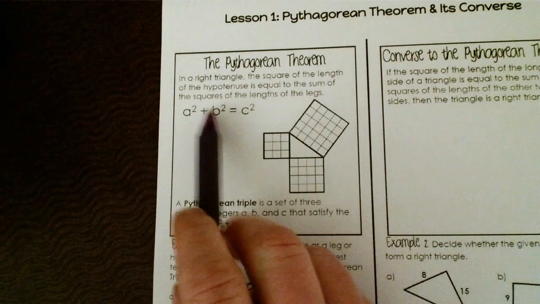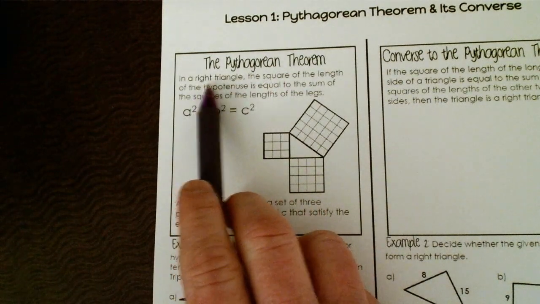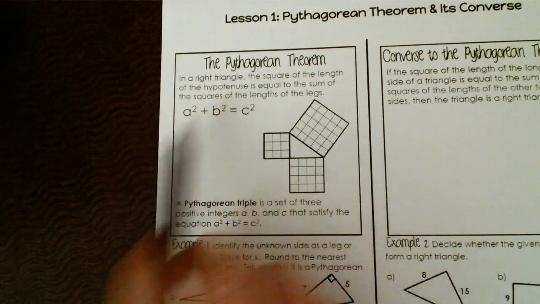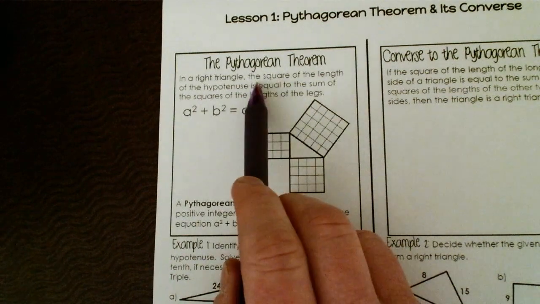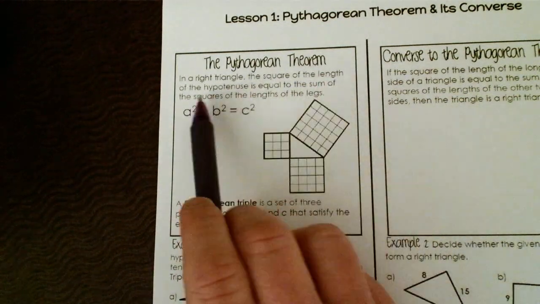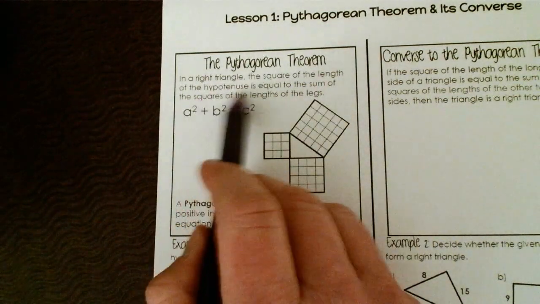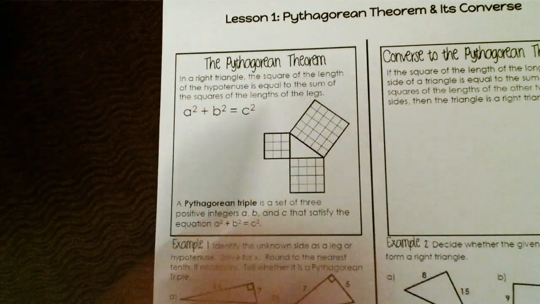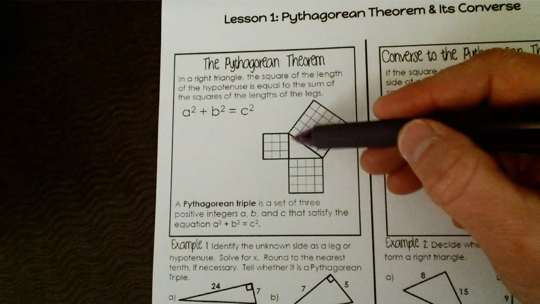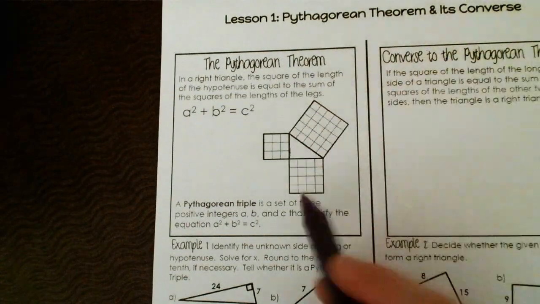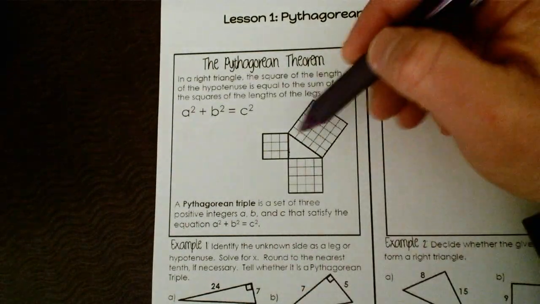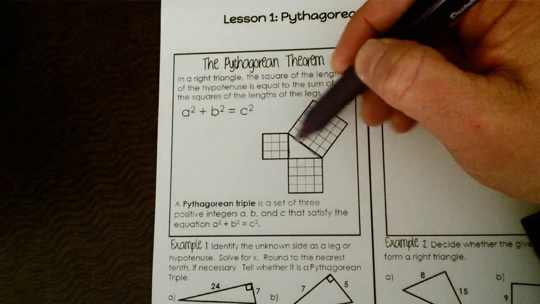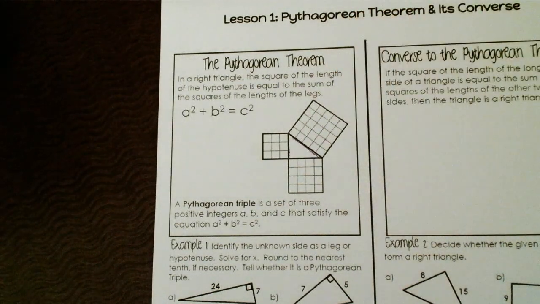So I'm going to read this part right here. It says, in a right triangle, and you know a right triangle has 90 degrees, the square of the length of the hypotenuse, and we will talk about this word in a minute, is equal to the sum of the squares of the lengths of the legs. Now, these are considered the legs. This one is considered the hypotenuse. The hypotenuse is always the longest length.